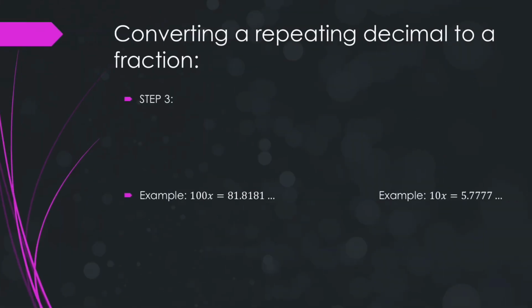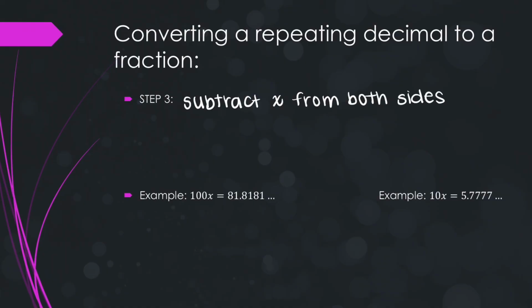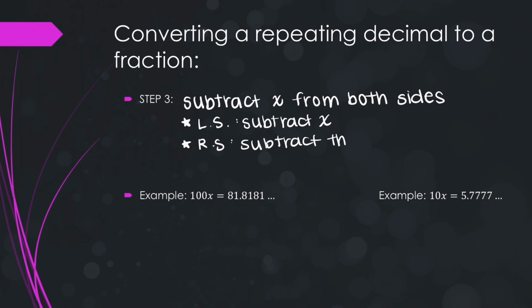So step 3, we are going to be using the properties of algebra and scientific notation together. So we are going to subtract x from both sides. And one thing to remember, on the left side, when we subtract x, we're going to keep it as x. So we're going to just subtract x, like combining like terms. On the right side, though, it will be easier to subtract the decimal. And I'll show you why here in a second.